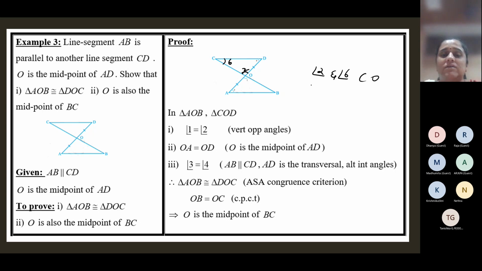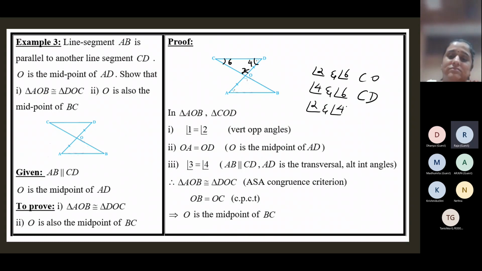Okay. Now, Raja, this is angle 4. Which is the included side for angle 4 and angle 6? CD or DC, ma'am? CD or DC, very good. And which is the included side for angle 2 and angle 4? Ma'am, OD. OD, perfect.